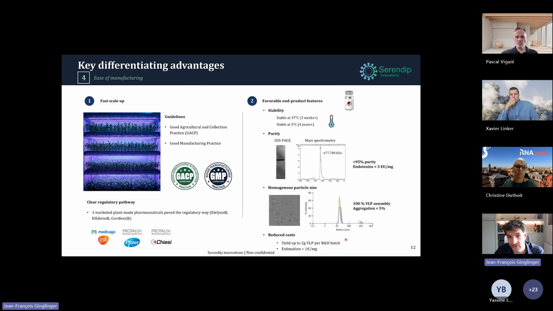And last but not least, it's not written here, but there are no known plant viruses that are harmful to humans.